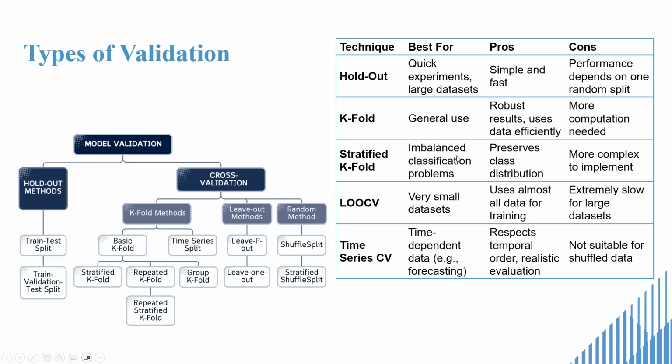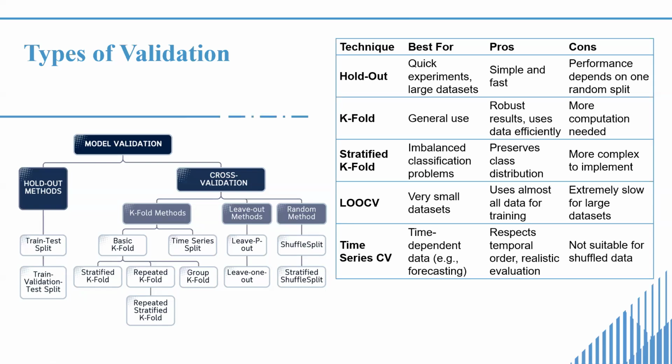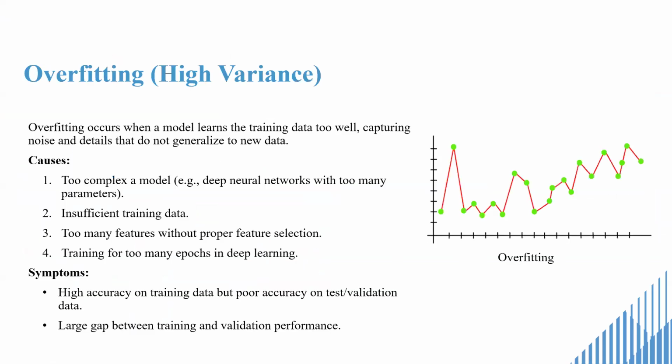If you have imbalanced classification problems and want to preserve the class distribution, you can use stratified k-fold. Then there are LOOCV, the leave-out methods. So you have plenty of these validations that you can apply on your training data, so that you can understand that there is no overfitting, and that your machine is learning properly.